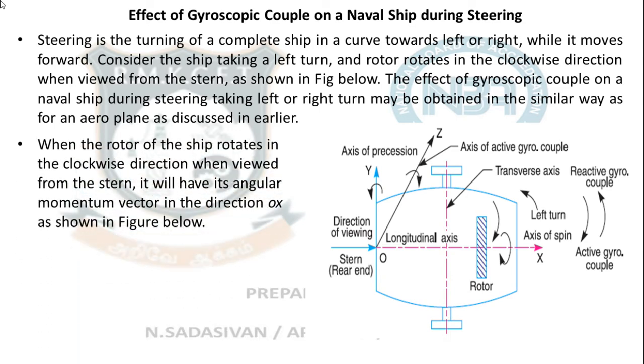When the rotor of a ship rotates in the clockwise direction when viewed from stern, it will have its angular momentum vector pointing in the OX direction. So when my rotor is going around in clockwise, its angular momentum will point like this. Now, if you take a left turn, your new angular momentum will point like this after you have started turning. So this is your angular acceleration. It's a change in velocity. Same thing, we'll have two figures in the next page.